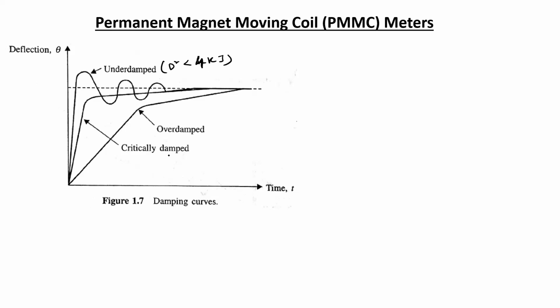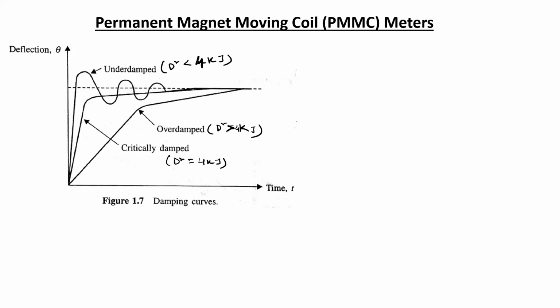The critically damped case is reaching the steady state point without the oscillations or the overshoot at rather a quick pace, and the overdamped case is reaching the steady state without oscillations, but with a larger duration, larger time.